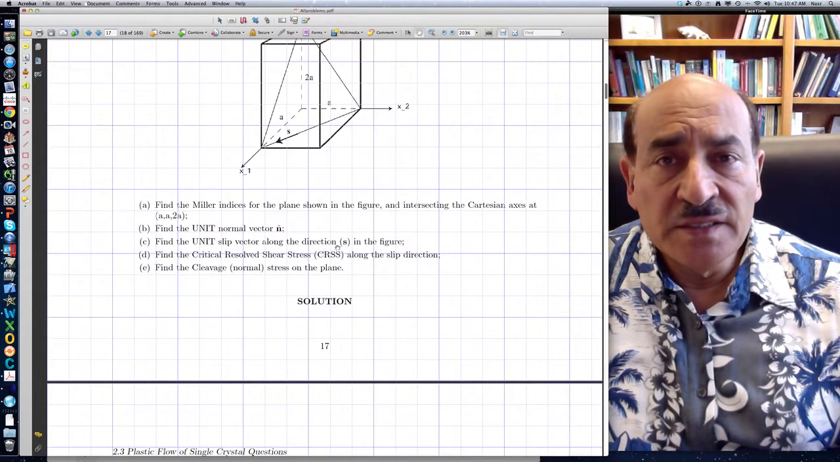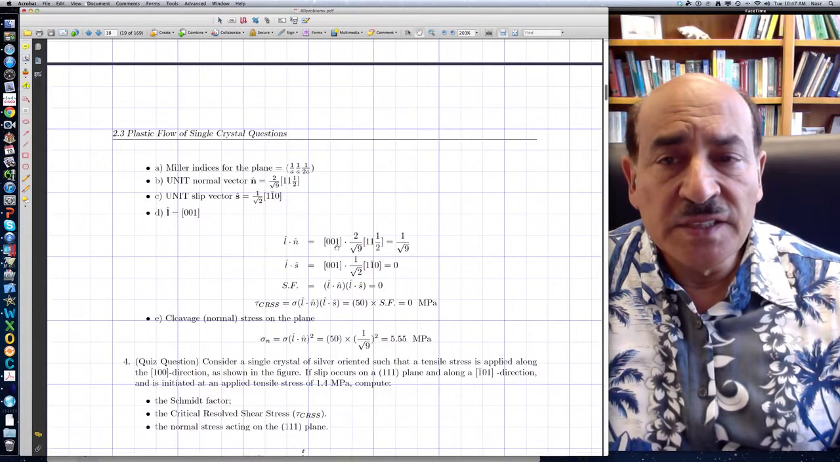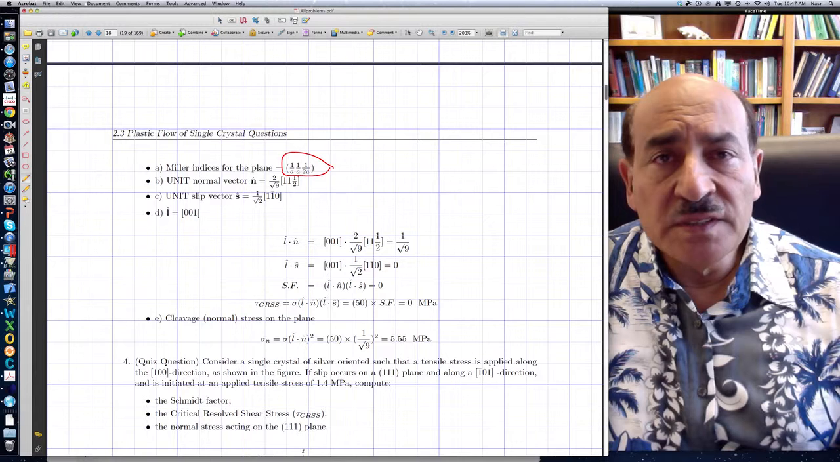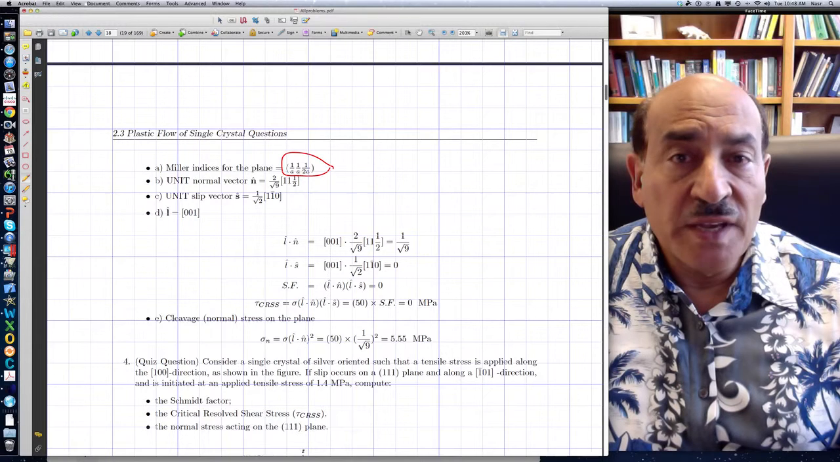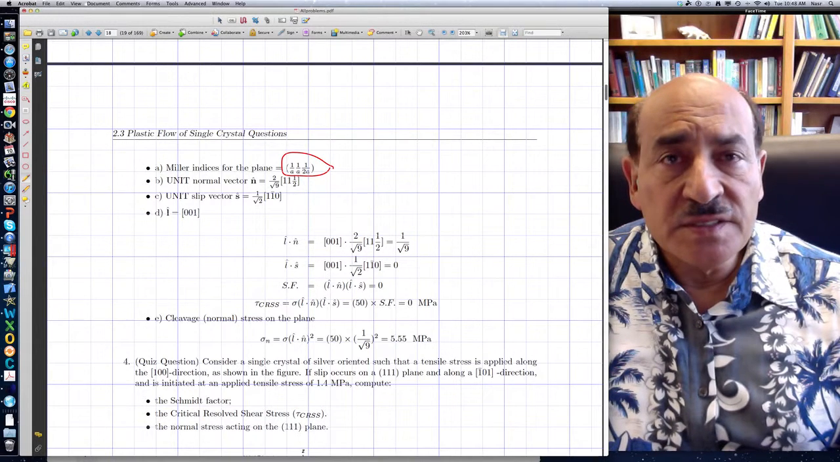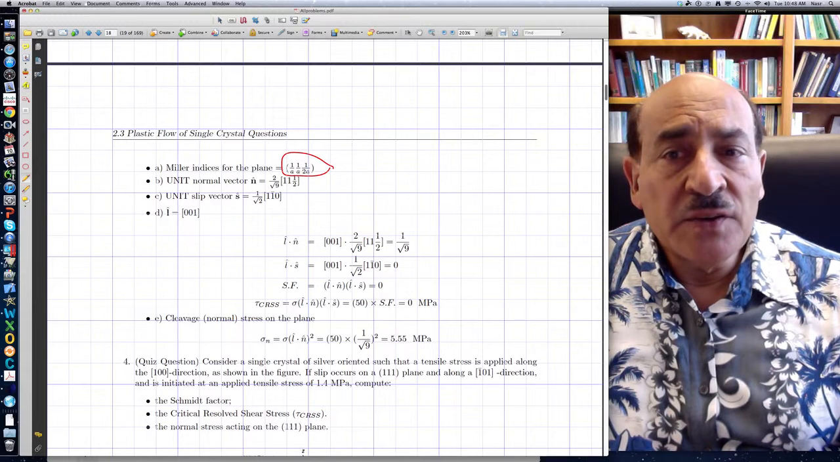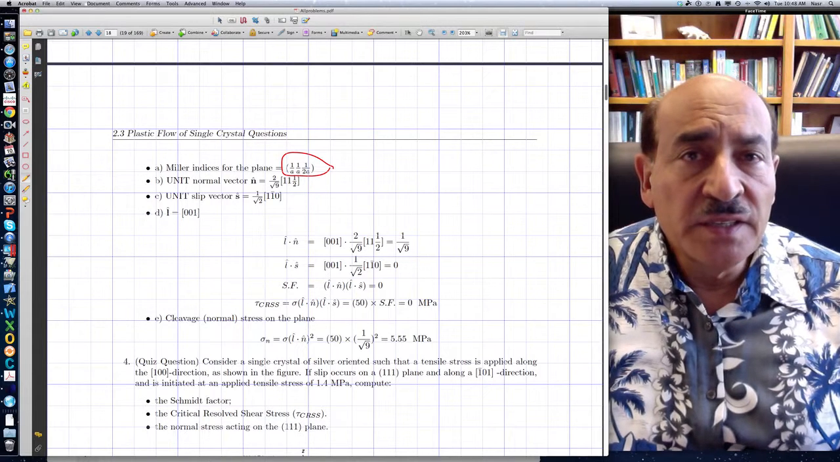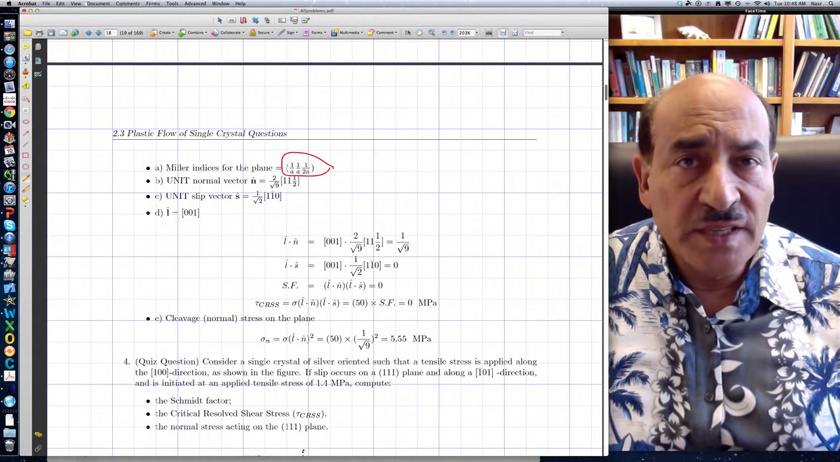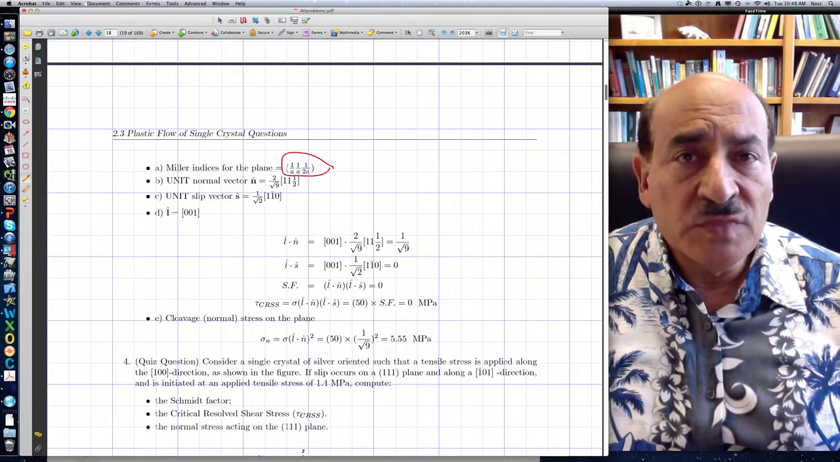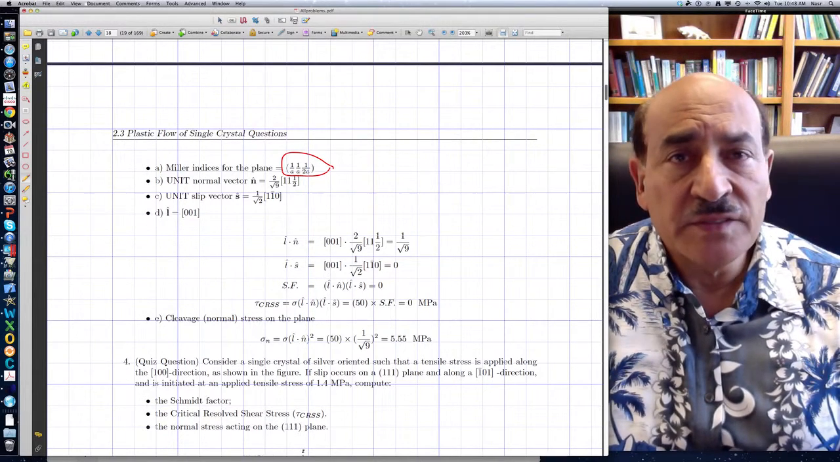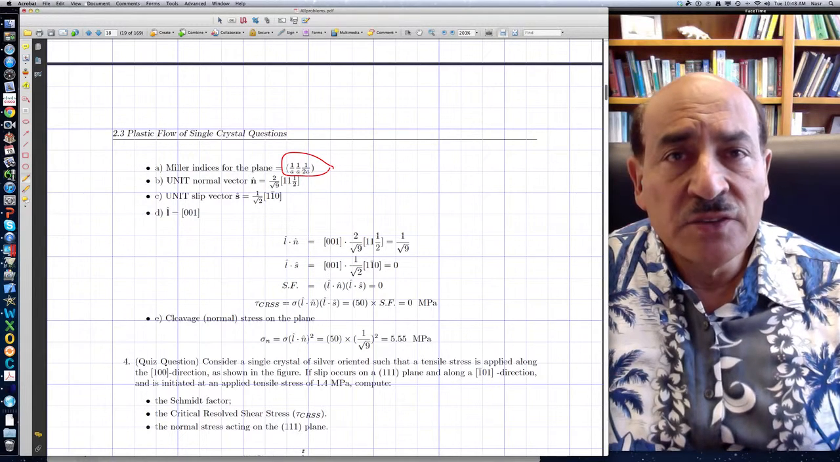So to make my point clear, here is the Miller indices of the plane. We took the intersections and we inverted the intersections. So I have 1 over a, 1 over a, and 1 over 2a. Then we take the a out because it's just a unit of measure, and I will have 1, 1, and then 1/2. Now, to find the indices for the plane, I have to multiply by a factor of 2, and therefore the Miller indices of that particular plane will be 2, 2, 1.